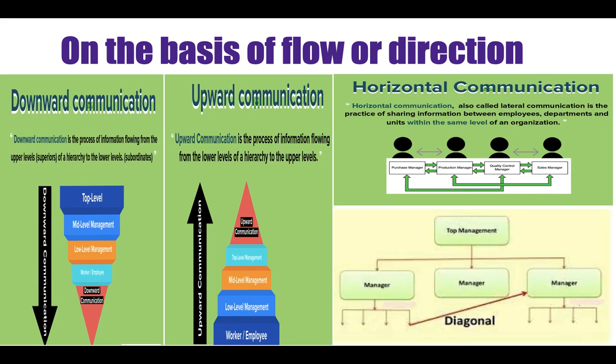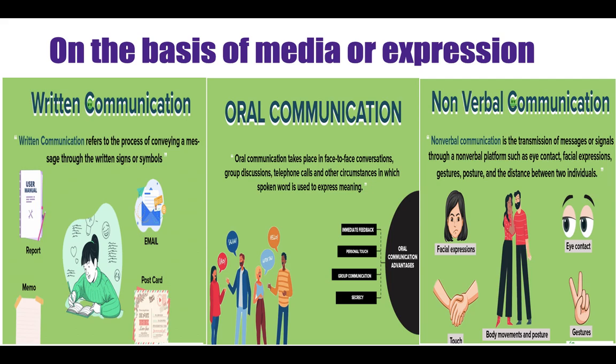Then we have diagonal communication. This type of communication usually takes place under special circumstances. It's not very common, and it is the flow of messages between persons who are in different positions at different levels of the hierarchy, and also in different departments. Right. So these are the four types of communication models based on the flow or direction.